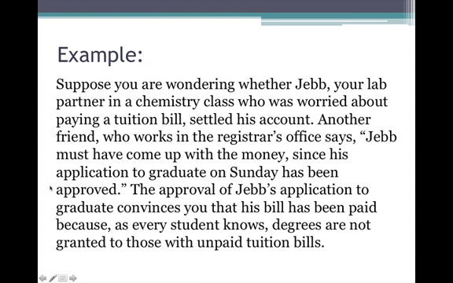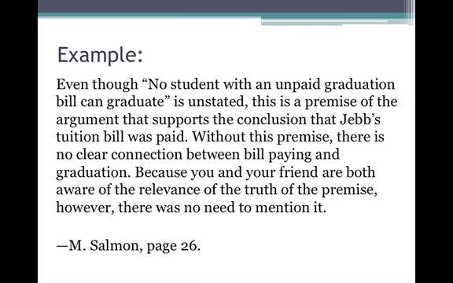The approval of Jeb's application to graduate convinces you that his bill has been paid, because, as every student knows, degrees are not granted to those with unpaid tuition bills. Even though no student with an unpaid graduation bill can graduate is unstated, this is a premise of the argument that supports the conclusion that Jeb's tuition bill was paid. Without this premise, there is no clear connection between bill paying and graduation. Because you and your friend are both aware of the relevance of the truth of the premise, however, there was no need to mention it.